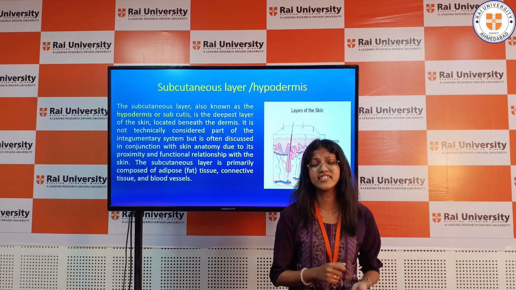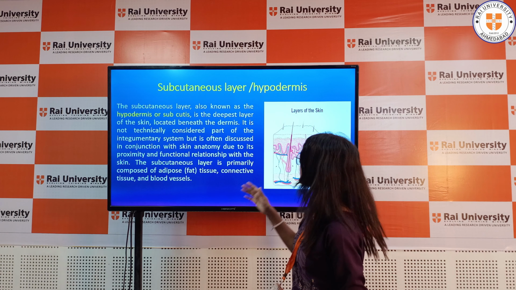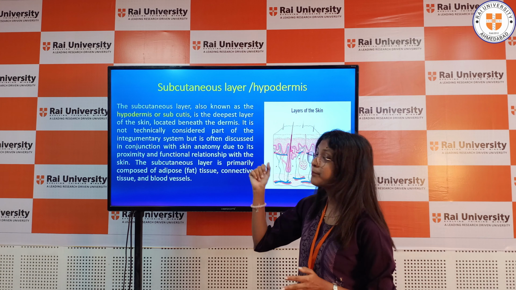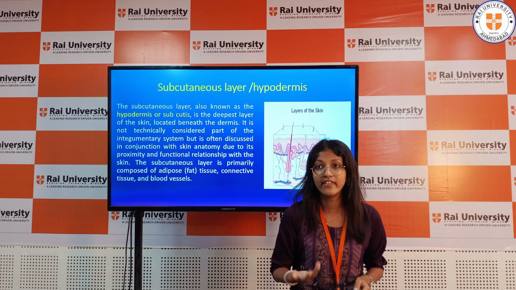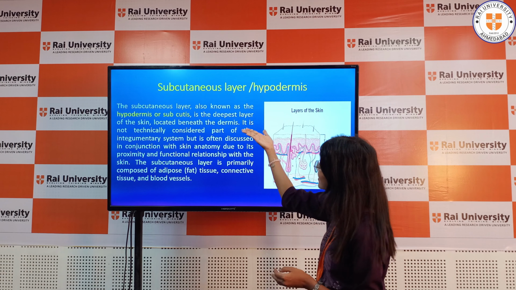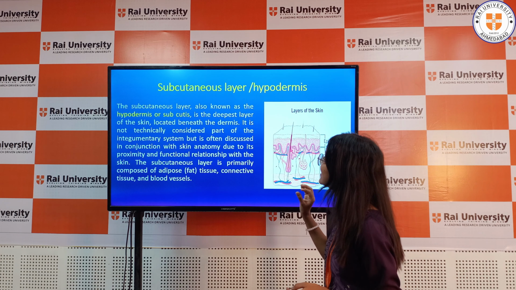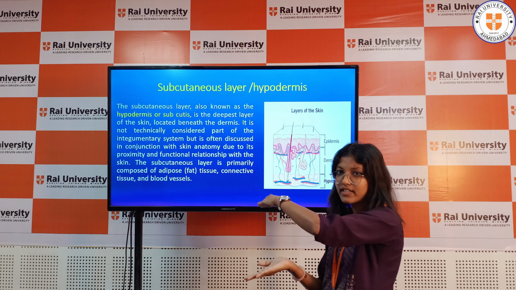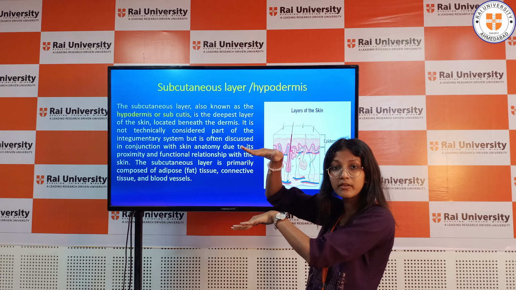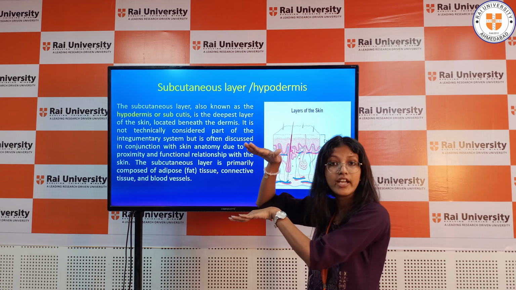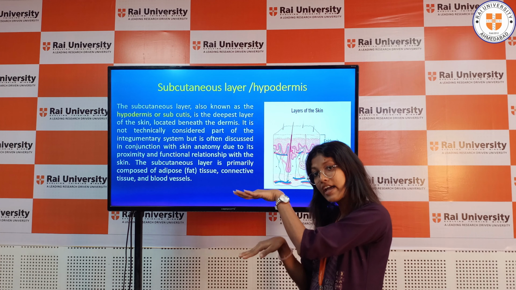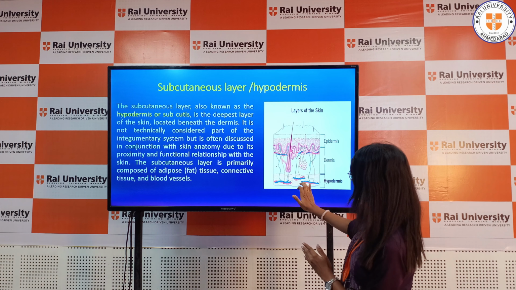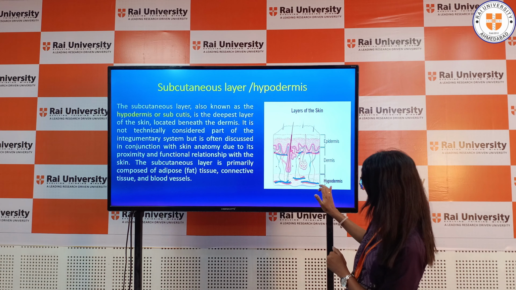The third layer is the subcutaneous layer. The subcutaneous layer is the third layer and it's known as the hypodermis. Hypodermis is another name for the subcutaneous layer, and this is the deepest layer of the skin, located beneath the dermis. So epidermis, dermis, and hypodermis: three layers we can see here.